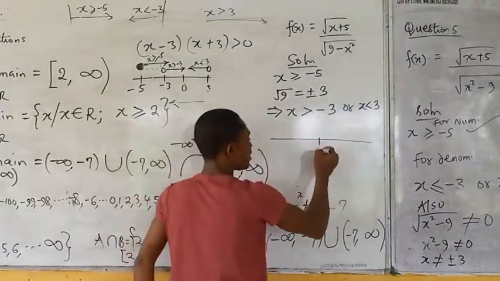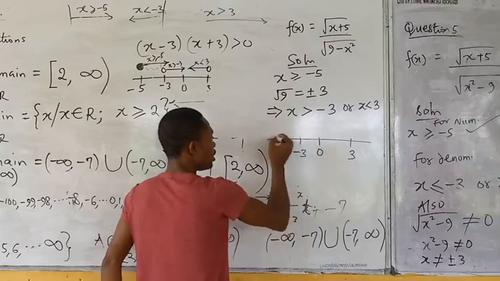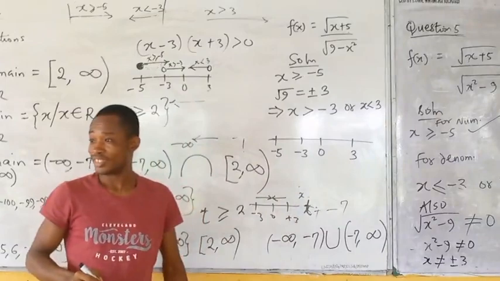Let me quickly show you the number line. We have something like this. Let's take this as 0. Let's take this as plus 3. Take here as minus 3. Take here as minus 5. Are you ready for the number line?